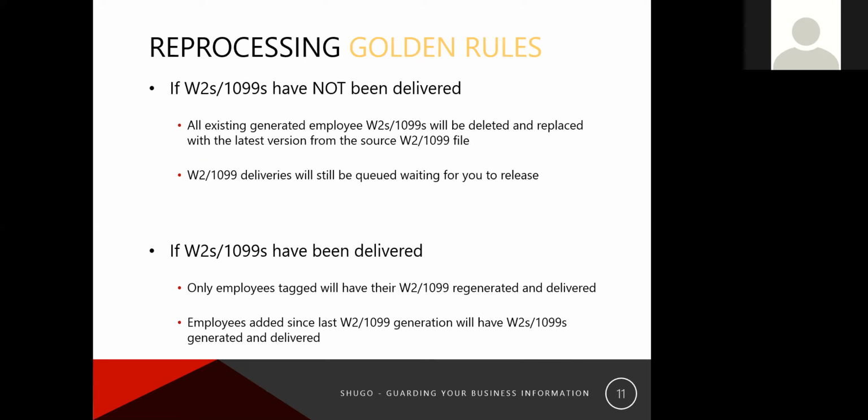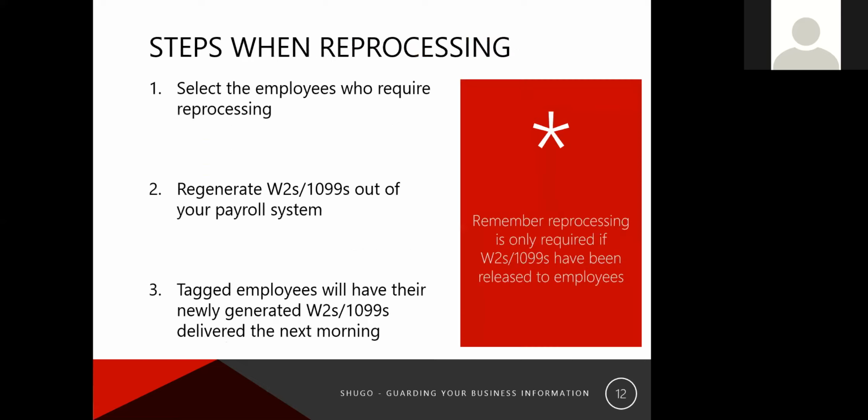Once those employees are tagged, go back into your payroll system and generate the new ones out. So here are the steps. Select the employees you want to require reprocessing, regenerate them out of your payroll system, and only the tagged employees that you selected for reprocessing will receive a new W-2. Now, they're not going to receive a second W-2. The old one is going to be replaced, and they're going to receive a new notification that their latest W-2 is now available. So they don't have two in our system. They'll still only have one. But again, they'll receive another notification that the W-2 is available.